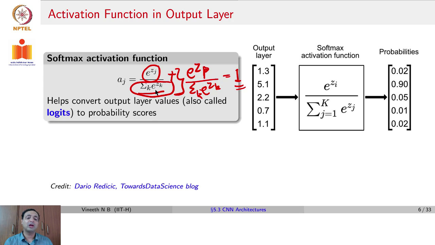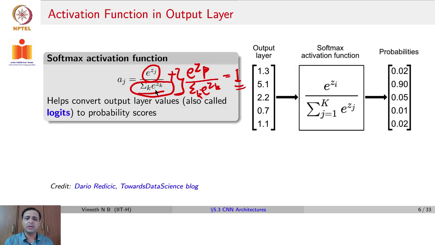In a way, now we have converted whatever scores the neural network outputs into a vector of probability values where each is lying between 0 and 1 and they all add up to 1. This allows us to interpret the output of a neural network as a probability distribution over your output label space. So softmax is a default activation function that is used in the output layer of neural networks used for classification.